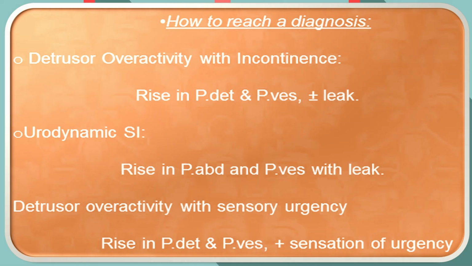How to reach the diagnosis? When there is detrusor overactivity with incontinence, there is a rise in P detrusor and P vesical, plus or minus leak. In urodynamic stress incontinence, there is a rise in P abdomen and P vesical with a leak. In detrusor overactivity with sensory urgency, there is a rise in P detrusor and P vesical plus sensation of urgency.